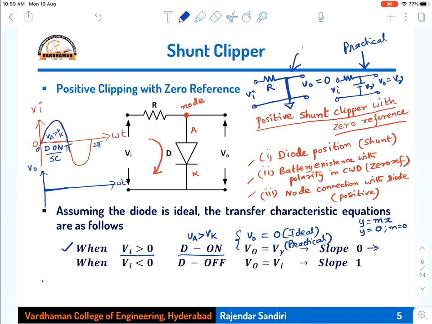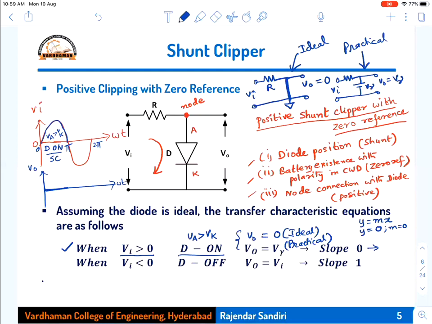Whereas this circuit is nothing but ideal. In the ideal case it is short circuited. In the practical case it is replaced by a battery of V gamma. Therefore, the output voltage in the ideal case is 0. The output voltage in the practical case is V gamma. Now in both the cases, the slope is 0. Therefore, Y is equal to 0 or slope is equal to 0.